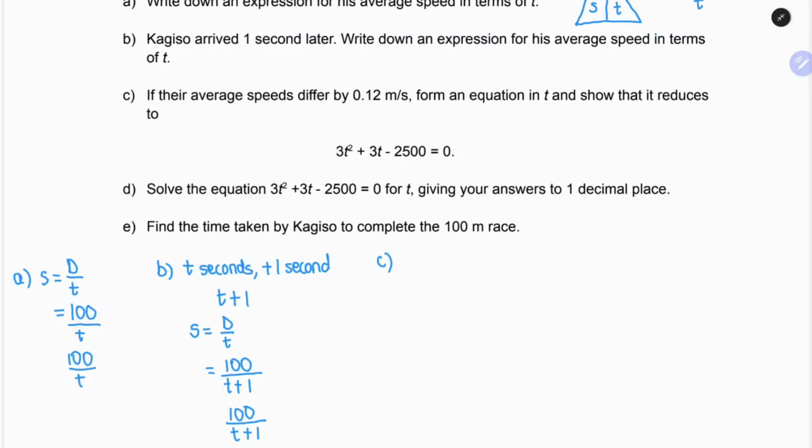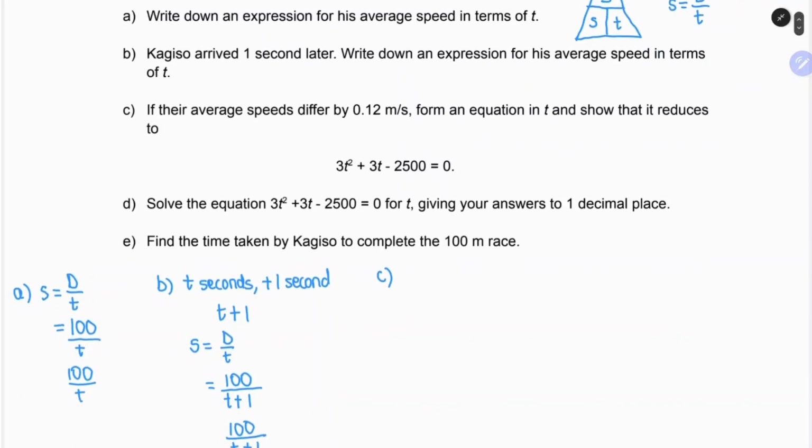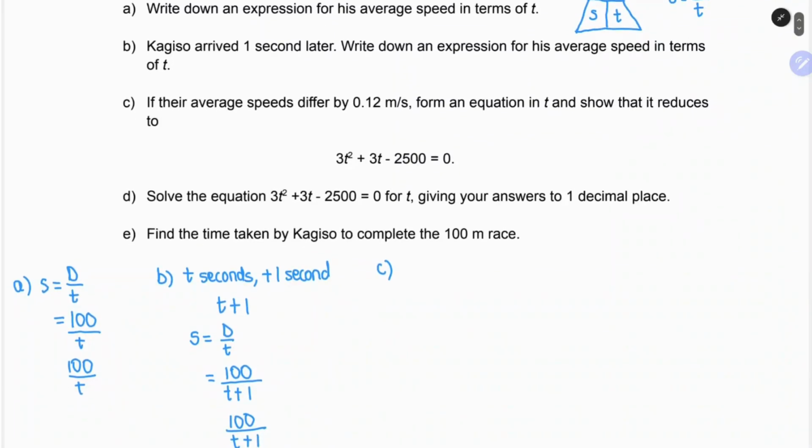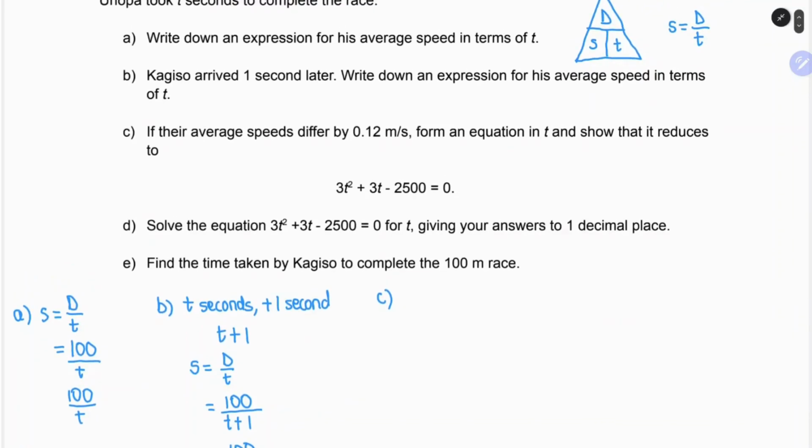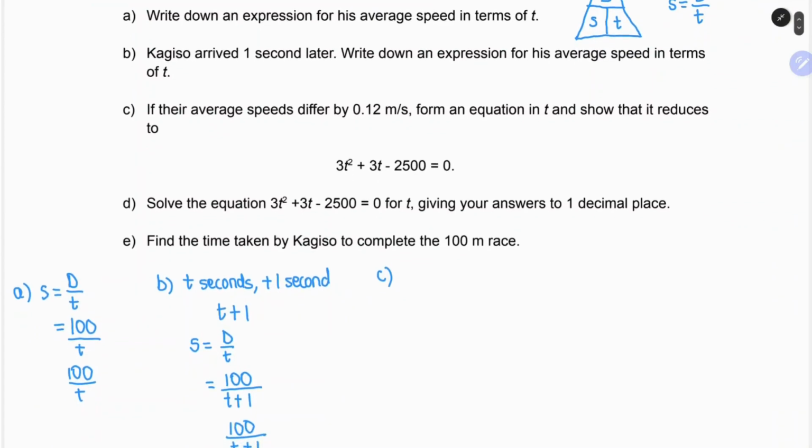So what we start here by doing, we want to determine who was slower, who had the lower speed. Obviously, because Kagiso arrived a second later, that means that his speed was slower. Kagiso had a lower speed because he arrived later than Unopa, meaning that Unopa was the faster one because he took less time to complete the race. So Unopa's speed would obviously be more than the speed of Kagiso.